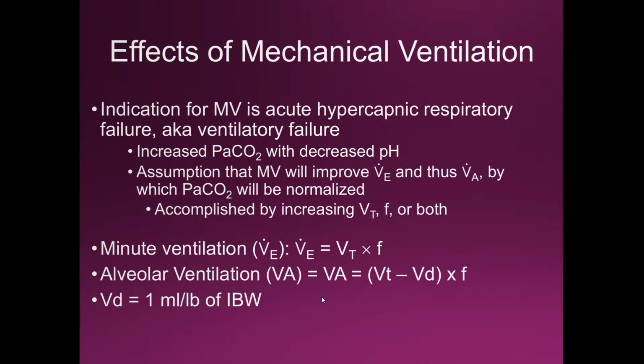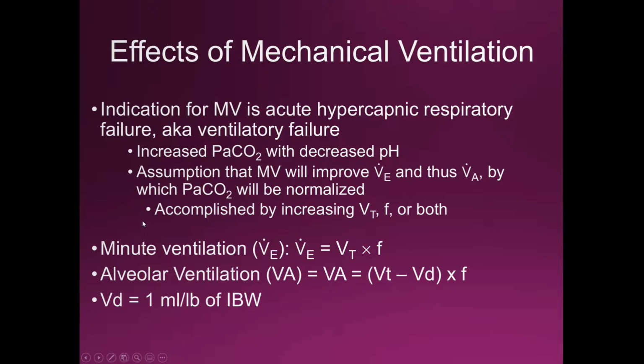So when we are putting patients on mechanical ventilation, remember, they are in acute hypercapnic respiratory failure, or in other words, they are in ventilatory failure. Remember, hypercapnic, so their PaCO2 is high and their pH is low, it's decreasing. At this point, they are not ventilating at all because their PaCO2 is increasing. That is why they are failing when they are ventilating. So we have to ventilate for them.